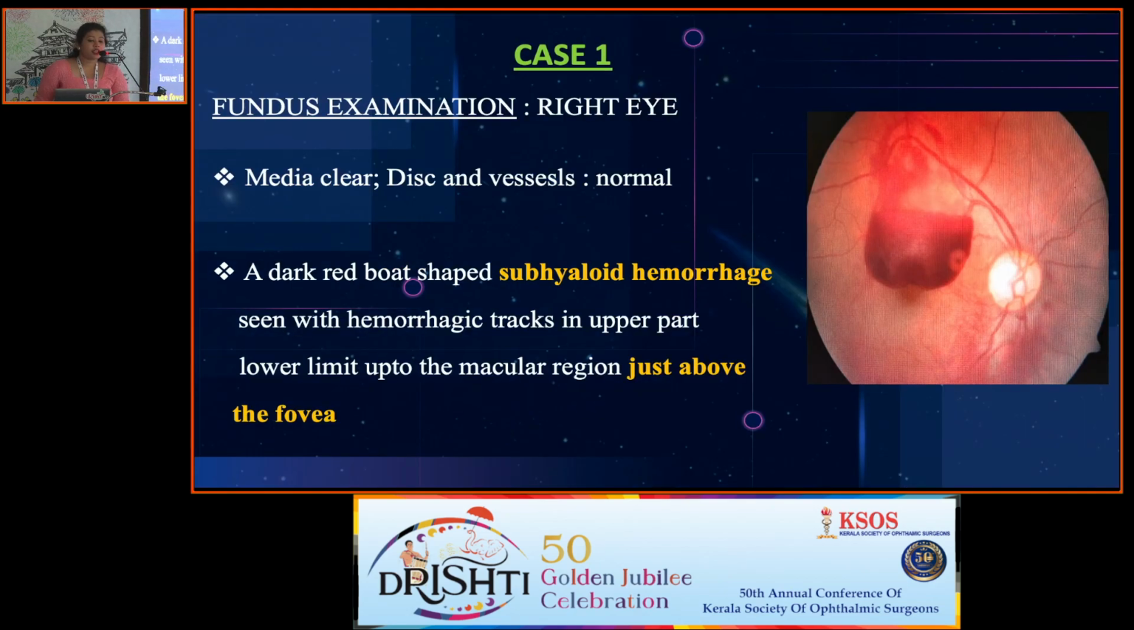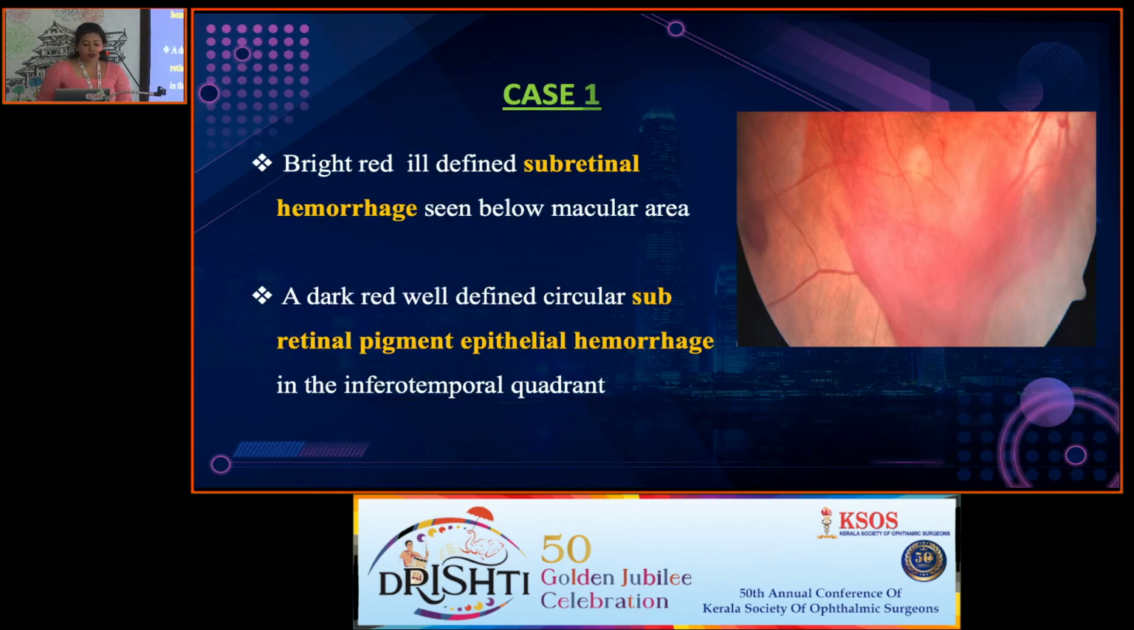On fundus examination, the right eye showed multiple hemorrhages. There was a dark red boat-shaped subhyaloid hemorrhage seen with hemorrhagic tracts in the upper part and the lower limit extending into the macular region just above the fovea. There was a bright red, ill-defined subretinal hemorrhage seen below the macular area.